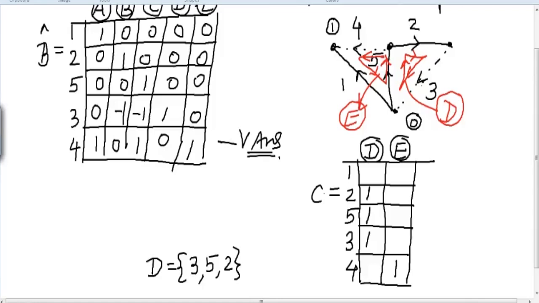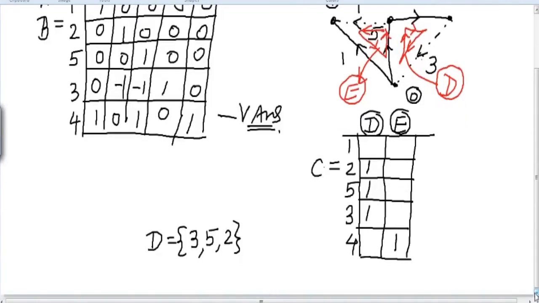First of all, write the set for E. Let me write the set for E. So E will be equal to, like we have written for D, we are going to write for E also. E will be equal to 4, 1, 5. So these contents have to be there in this particular column.